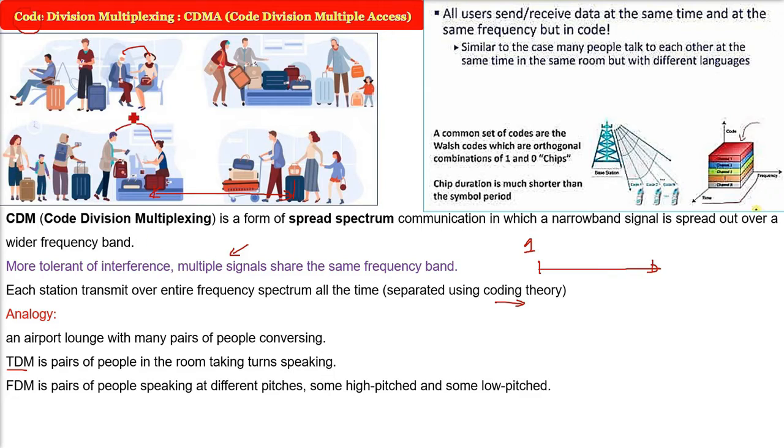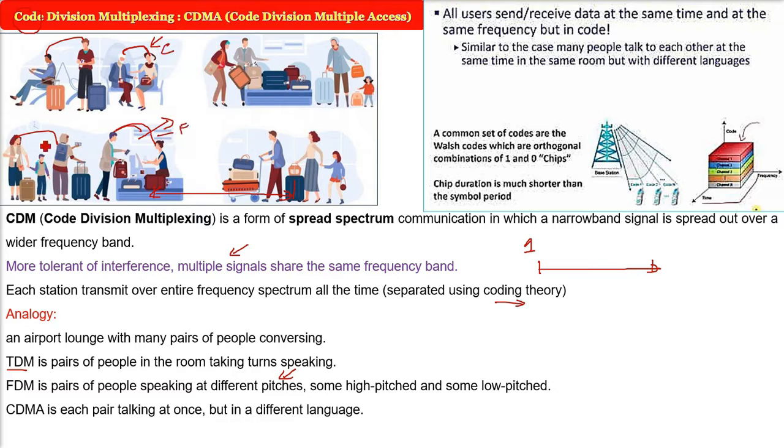Likewise, then we have FDM, frequency division multiplexing. You can imagine now the pairs are talking in different tones, different pitches. Some are talking high pitched, some are low pitched. When we are discussing CDMA, every pair is talking at once. Everyone is talking, but in a different language. One is talking in Chinese, then French, then Hindi or Urdu.